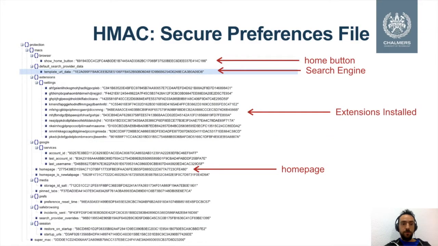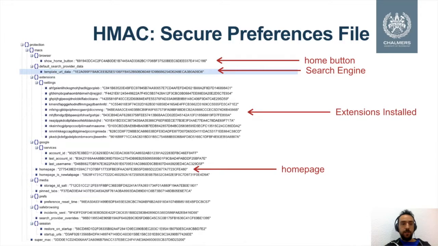The browser computes all the HMACs of the secure preferences each time we close the browser, and it checks the integrity of the file each time we open a new instance of it. If the HMACs don't match, then the browser detects that the file is corrupted and restarts it to a previous state. Apart from that, it also warns the user that the file has been corrupted.